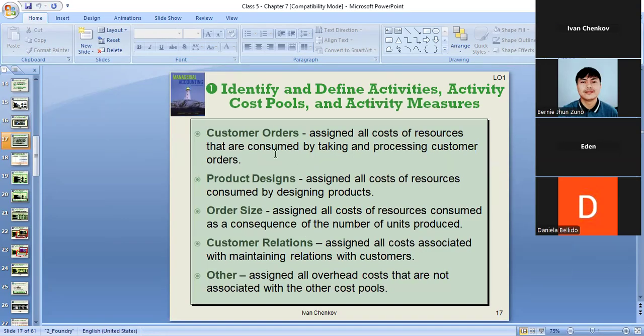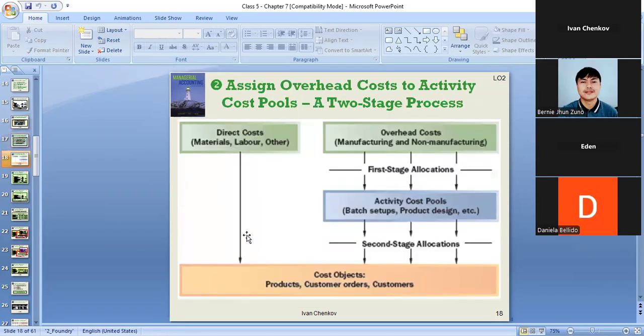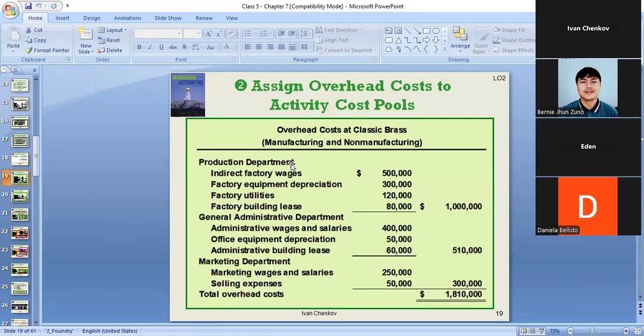So that's the explanation of each of those: customer orders, product design, order size, customer relationship. So on the first stage, we find out the activities. We are allocating the activities. We find what drives each of those activities in terms of the drivers for allocation. The next thing that we have to find out is to assign the cost.